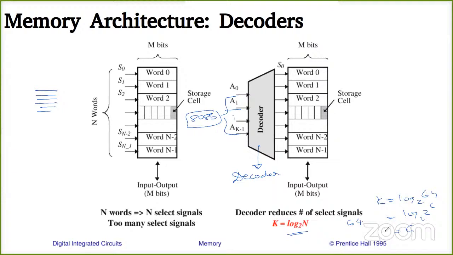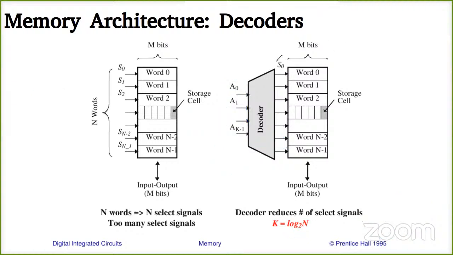So I will have 6 select lines over here. These 6 select lines will be used to access these 64 address lines. If these are your 64 address lines for each of these memory locations, you will require 6 select lines to access them.